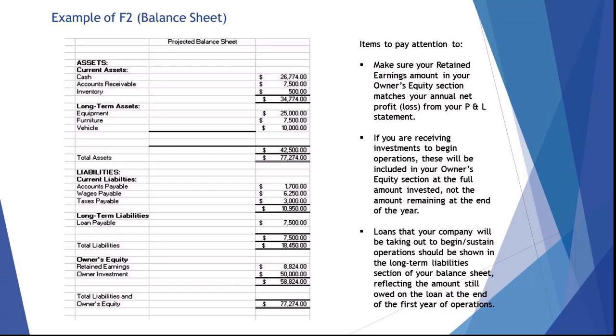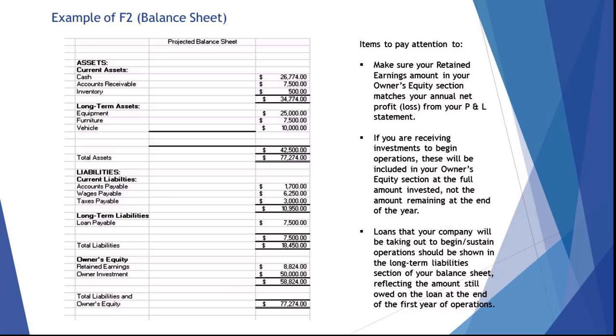So if you start at the bottom of your balance sheet, starting in your owner's equity section, as I just said, retained earnings is going to come right from your profit and loss statement. It's going to be that annual profit or loss. So you can bring that figure right over from your completed profit and loss statement.